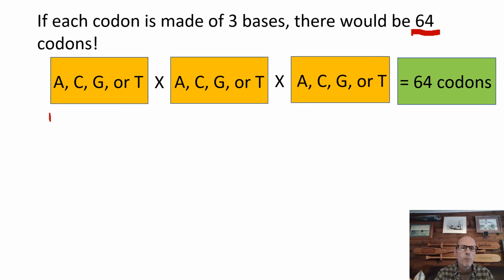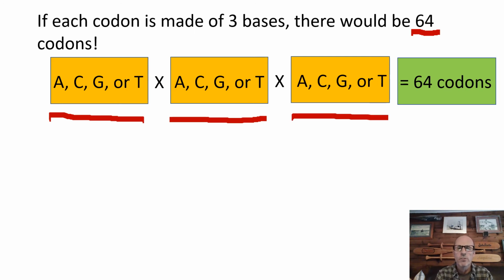We have 4 possibilities for the first codon position, A, C, T, or G, multiplied by 4 in the second position, A, C, T, or G, multiplied by 4 possibles in the third position, A, T, C, or G, and that would give us a total of 64 combinations of A, C, T, and G, more than enough to code for each of the amino acids because there's only 20.